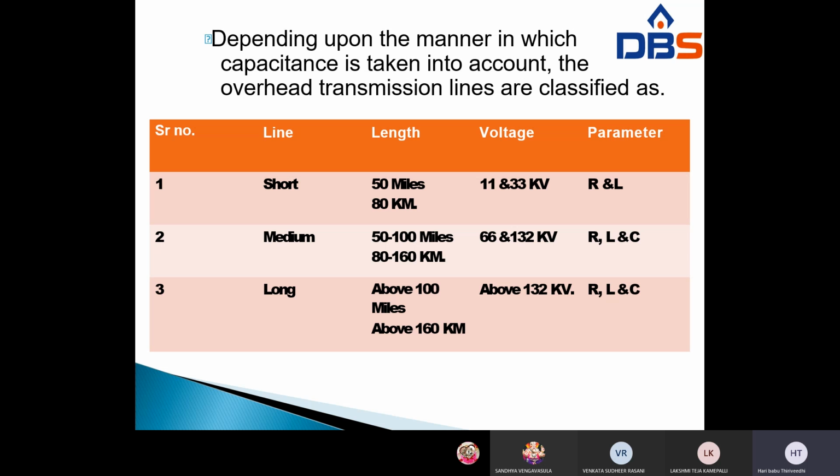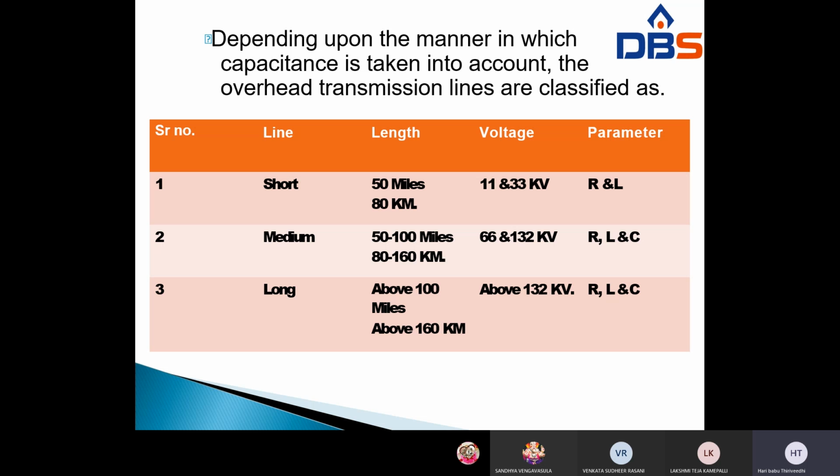Nominal-pie, nominal-t methods. Last one, long transmission lines. When the length of the overhead transmission line is more than 150 kilometers or 160 kilometers, right? And the voltages are greater than 100 kV or greater than 132 kV. Those lines may be considered as long transmission lines. When the length of the overhead transmission line is more than 150 kilometers and the line voltage is very high, that is greater than 132 kV, it is considered as a long transmission line.